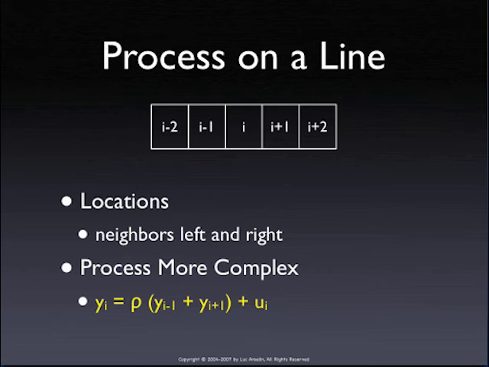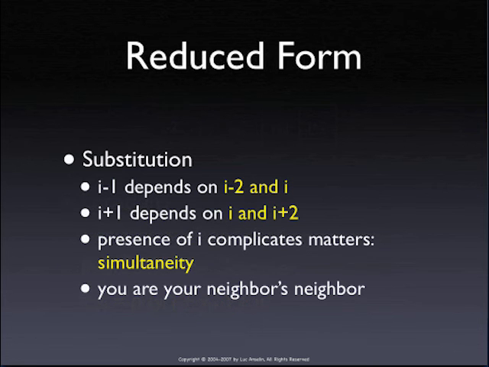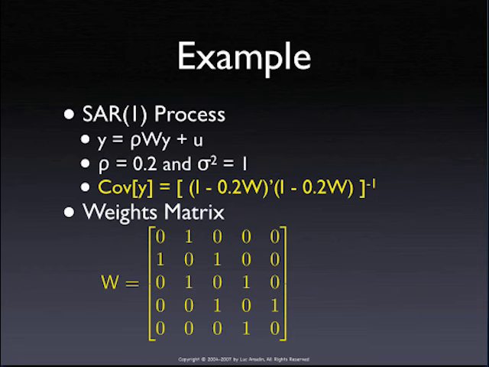So the difference between the time domain and the spatial domain is that in the spatial domain you have to deal with the simultaneity and solve the whole thing by using the reduced form we just saw, which requires the inverse of a matrix. There is no simple substitution trick as there is in time series. As I just said, I minus 1 depends on I minus 2 and I, and I plus 1 in the same way depends on I and I plus 2. So the simultaneity precludes simple substitution. You are your neighbor's neighbor. The simultaneity is the core of many of the complexities in spatial regression analysis. You can't simply substitute it out. You have to deal with the simultaneity in the estimation and in solving the model. So let's see what these numbers would look like in a spatial case.